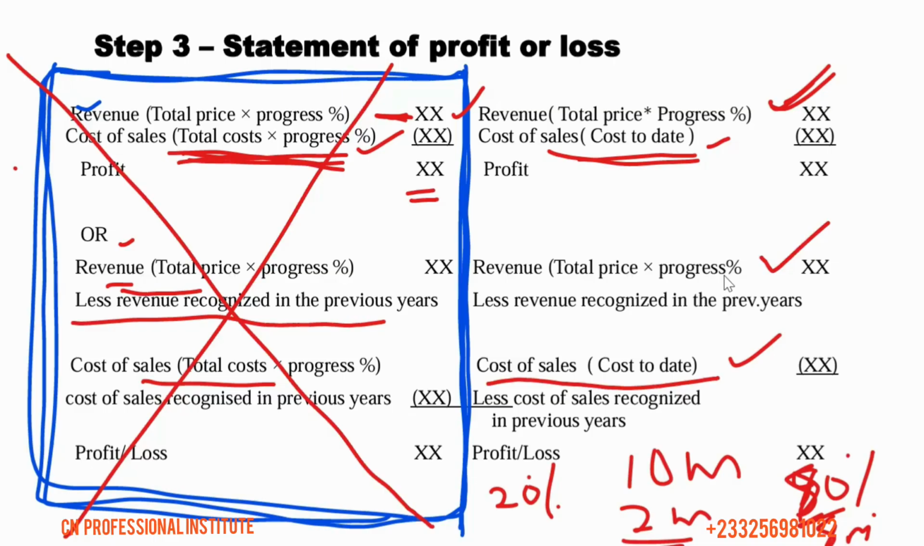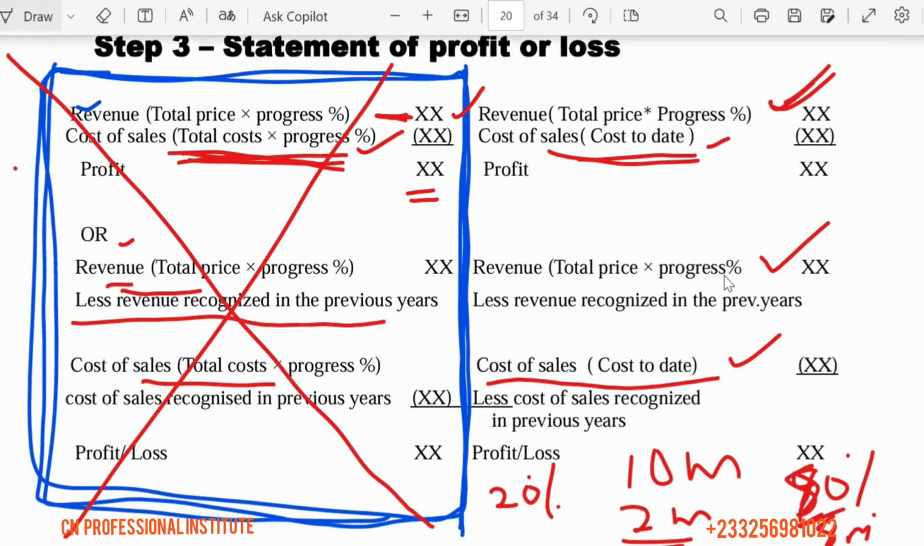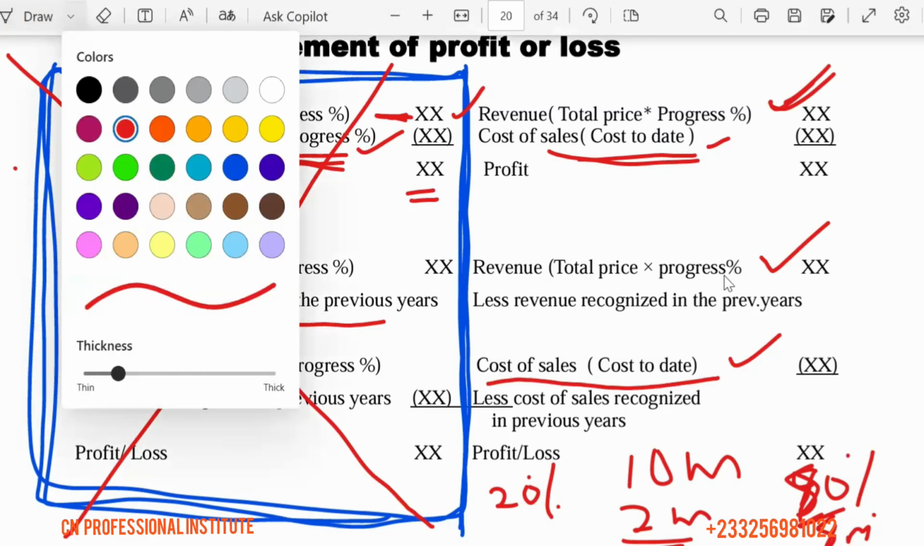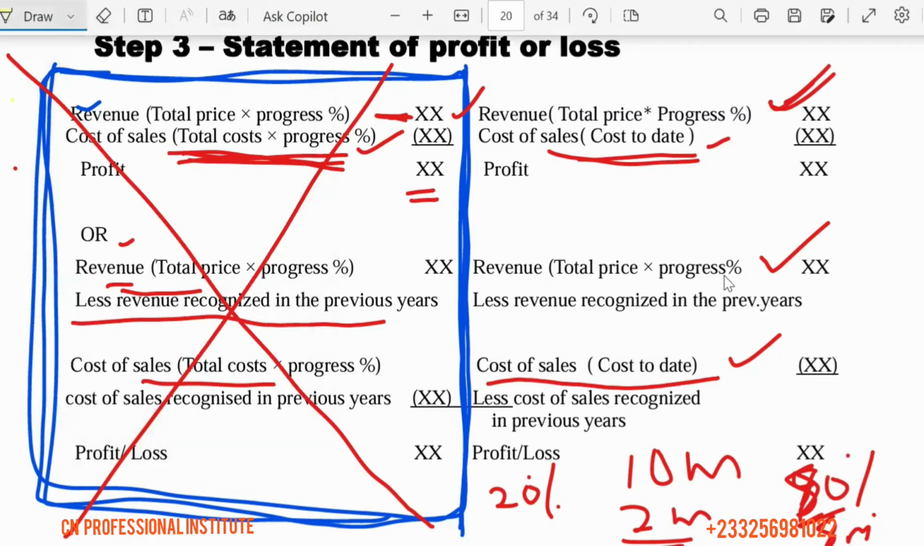Okay, so where the contract is at the second or third stage, we are recording revenue for the second or third time. Then after you've applied the progress on the total price, you have to less any revenue recognized in the previous years. Cost of sales does the same thing. If you've taken your cost to date, you have to deduct the previous cost of sales recognized to get your cost of sales for the year. Okay, so this is the method we'll be applying now to get our revenue.